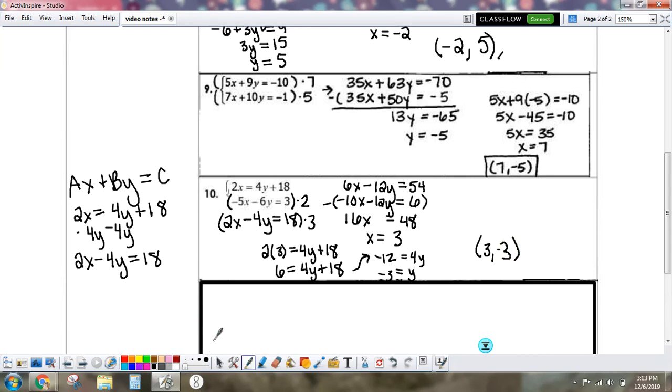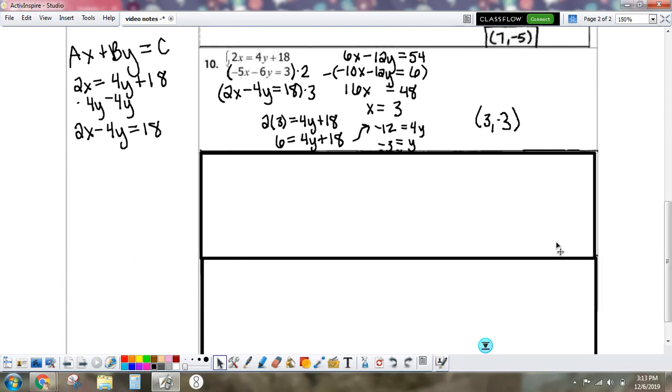All right, so now that you've seen something like that, go ahead and try number 11. It's going to involve some rearranging first before you can go ahead and simplify, before you can go ahead and multiply.